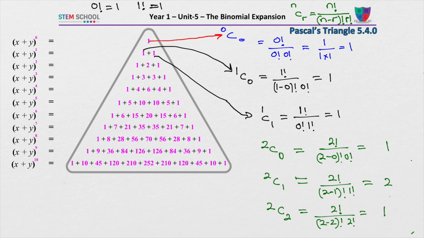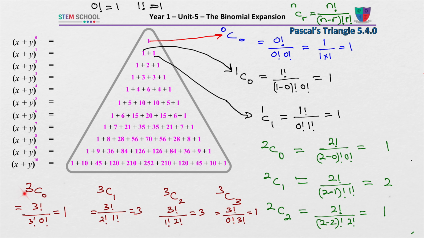Okay, let's try one more. Let's try the third one here. So the third one here, that's the x plus y to the power of 3. The coefficient is going to be 1, 3, 3, 1. So that first one here is going to be 3 combination 0, 3 combination 1, and the third one here will be 3 combination 2, and the fourth one here will be 3 combination 3.